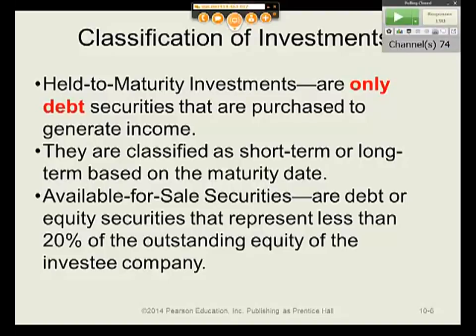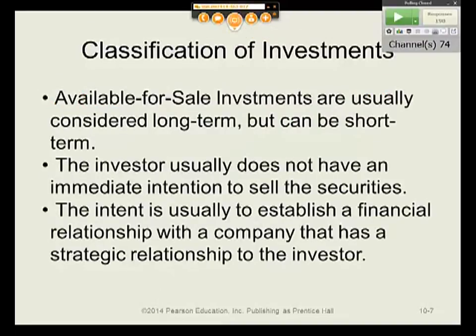They could be short or long term, and you're holding them generally to generate interest income. And the last category is available for sale. These are basically the default category. It's going to be anything that's not trading, anything that's not held to maturity. Any debt or equity securities, and again, less than the 20% that you need for influential control or influence over the company. Available for sale could be short or long term, and they usually don't intend to sell them in the short run.